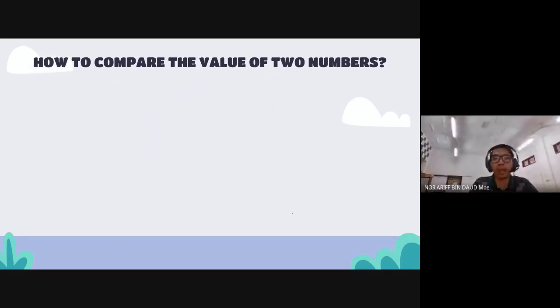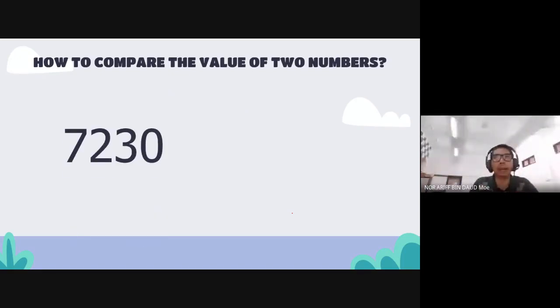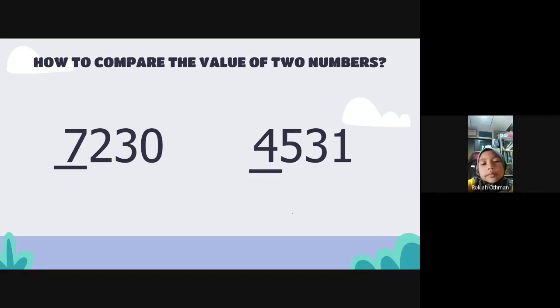Next slide. How to compare the value of two numbers. For example, I have 7,230 and 4,531. To compare these numbers, as I said before, you look at the leftmost digit. Okay, you look at the place value from the leftmost digit. The leftmost digits are 7 and 4.